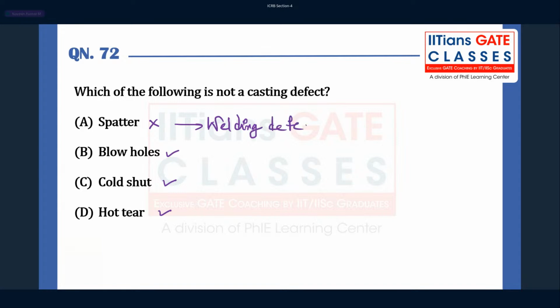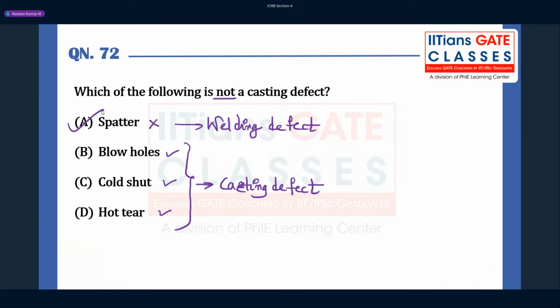Spatter, right? Because this is what casting defects. So which of the following is not? So spatter. Okay. What is spatter? Because of arc blow and all, the material, there is some pitted area around the weld bead, that's called spatter. Right? If you have arc blow, the spatter will come.